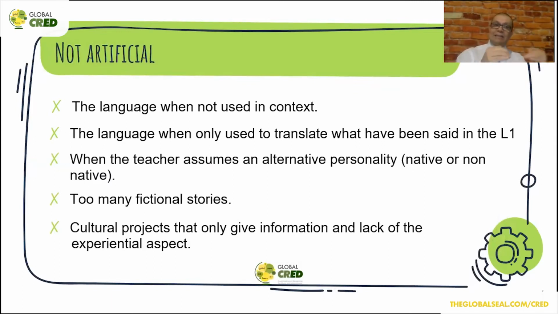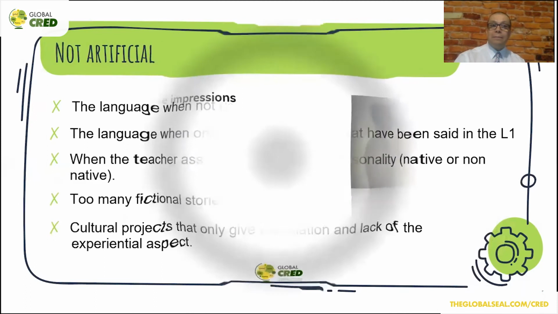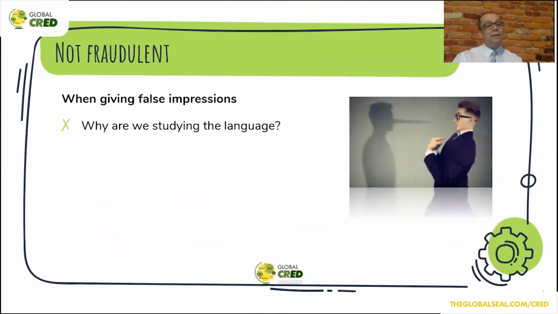So these aspects, 1, 2, 3, 4, 5, are very important to keep in mind when we want our classes to be real, because those aspects are very, very artificial. Now, remember the second, what is not real, what is fraudulent. To be fraudulent is to give a false impression, like in the picture, right? You look one way, but in reality, it's something else.